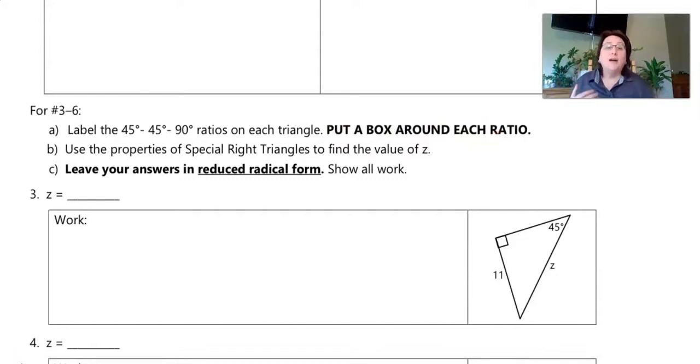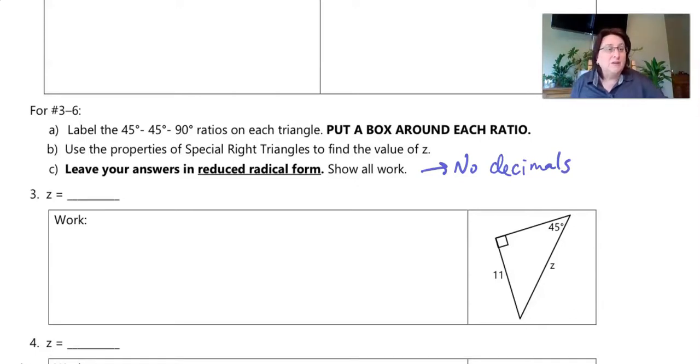Then you're going to apply the property of the special right triangle to solve for z, and we're going to leave our answer in reduced radical form. Hey guys, if you need to make yourself a note: reduced radical form, no decimals. Okay, that's another thing we're going to look at. No decimals in reduced radical form.